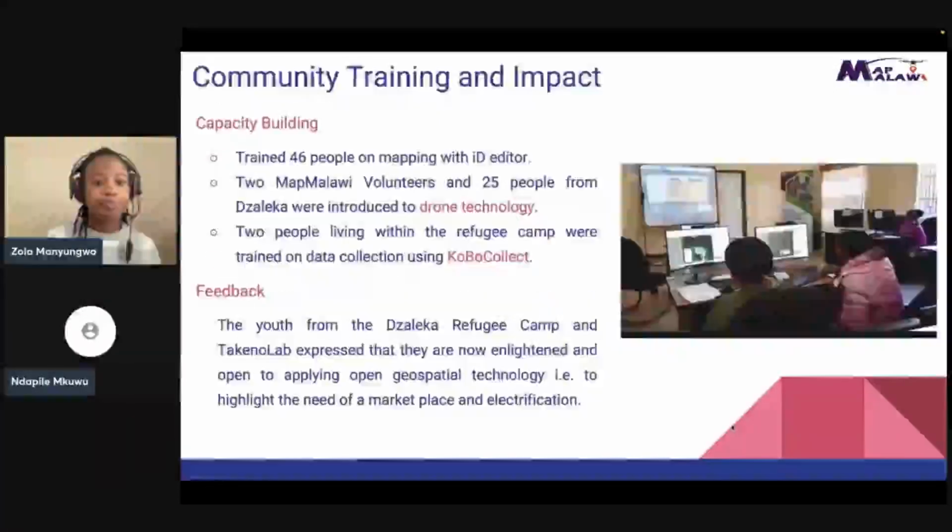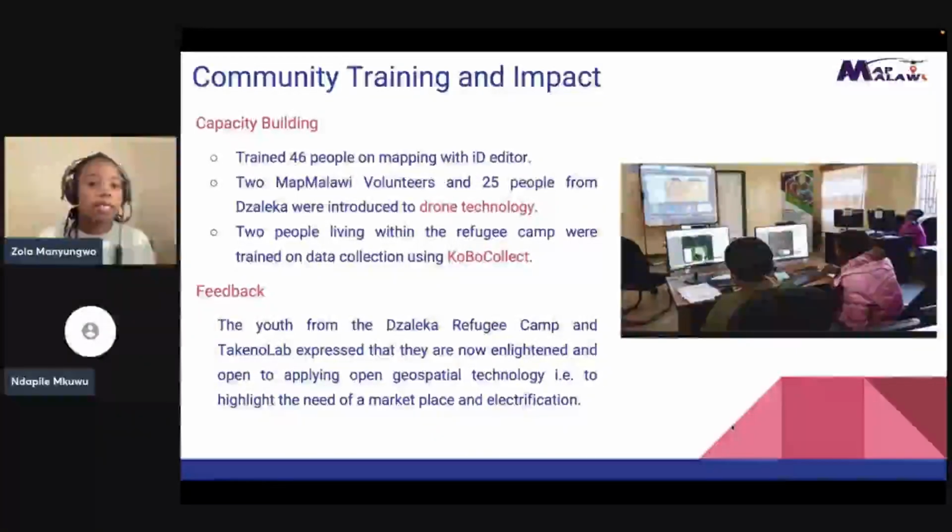we leave. So what have we done so far in terms of community capacity building, and what is the impact? We've trained about 46 people, and at this point it's probably even more, on how to map using iD editor. As Ndapile said, that's the main thing we're using to digitize the buildings on OpenStreetMap.